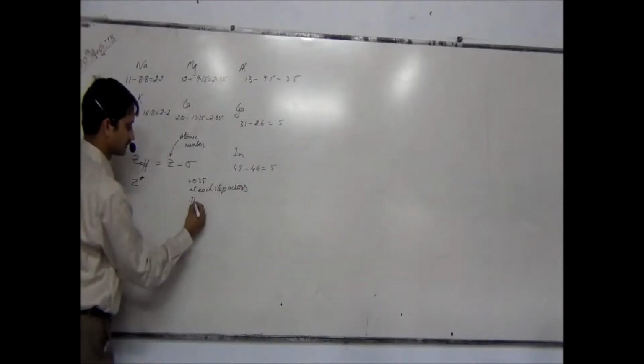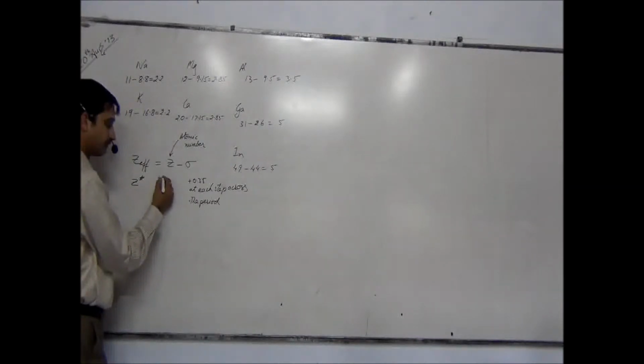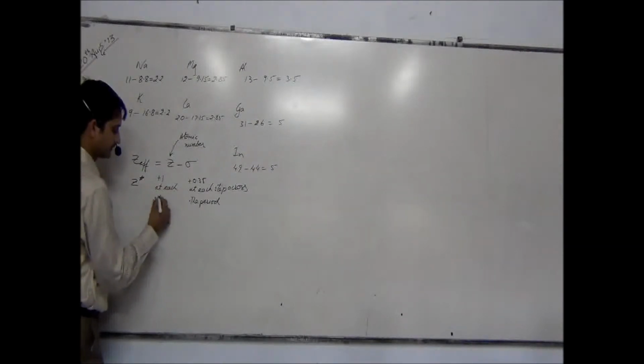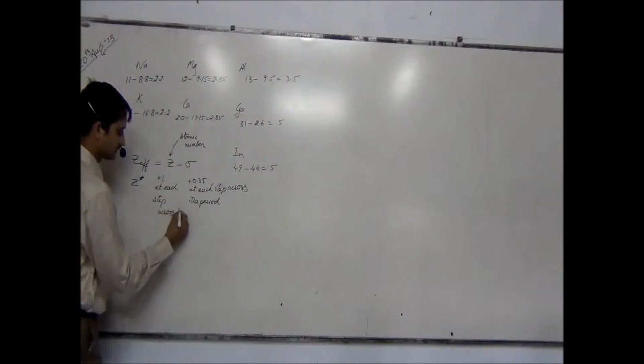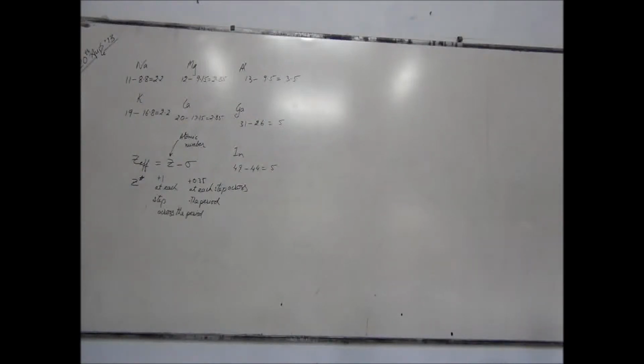across the period, whereas Z increases by 1 unit at each step across the period. That's not one step. Now here the Z effective increases by 0.65 at each step in S and P block.